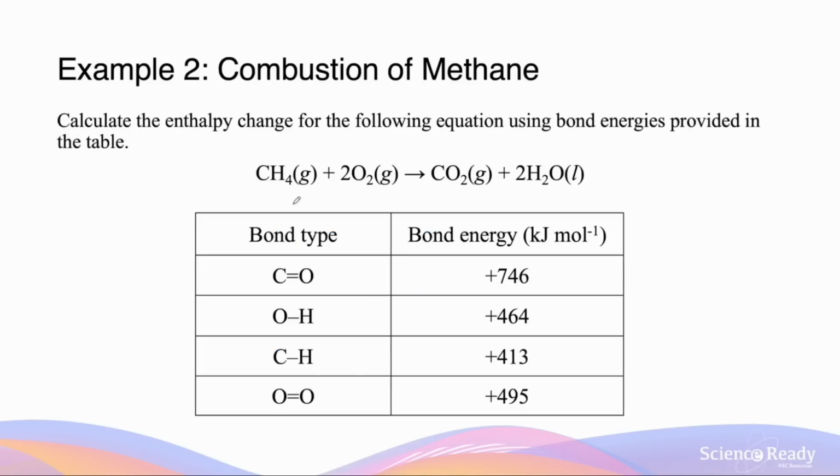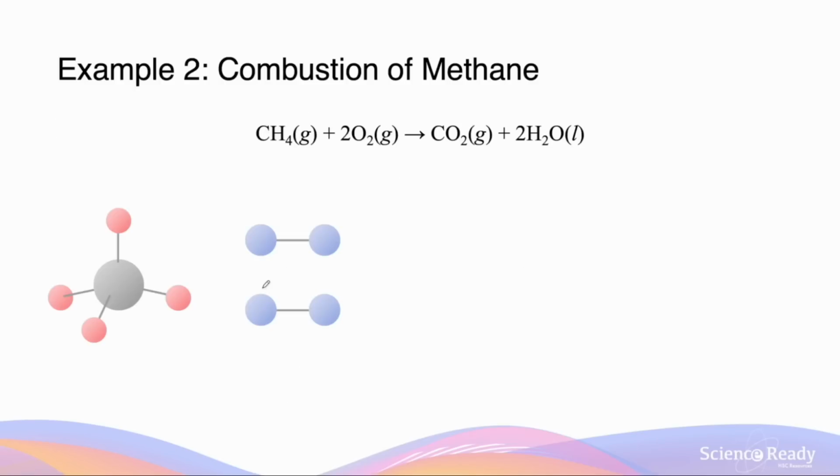Let's discuss a more complex chemical reaction between methane gas and oxygen gas to produce carbon dioxide and water. This is the combustion of methane gas. The bond energy values that we require to calculate the enthalpy change are shown in the table here. Before we do the calculations, let's again identify the bonds that are being broken and the bonds being formed. We start off with methane and 2 oxygen molecules.